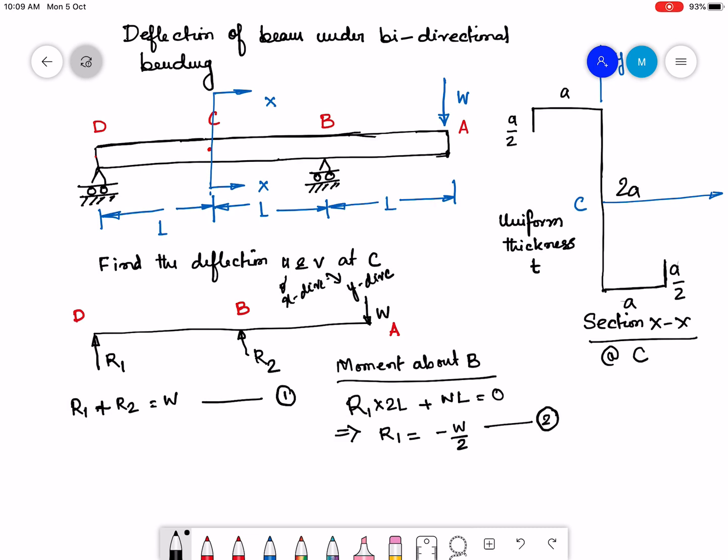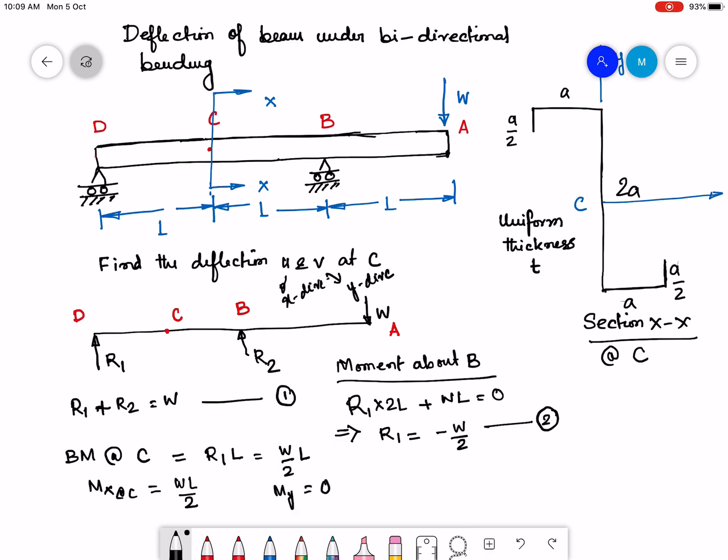I wouldn't go ahead and solve the entire problem, because what I need is just the moment at position C, which is the midpoint between B and D. So I just need to find Mx and My at C. The bending moment at C is therefore R1 into L, which is W by 2 into L, and that is Mx. So Mx at C is WL by 2 and My is equal to 0.